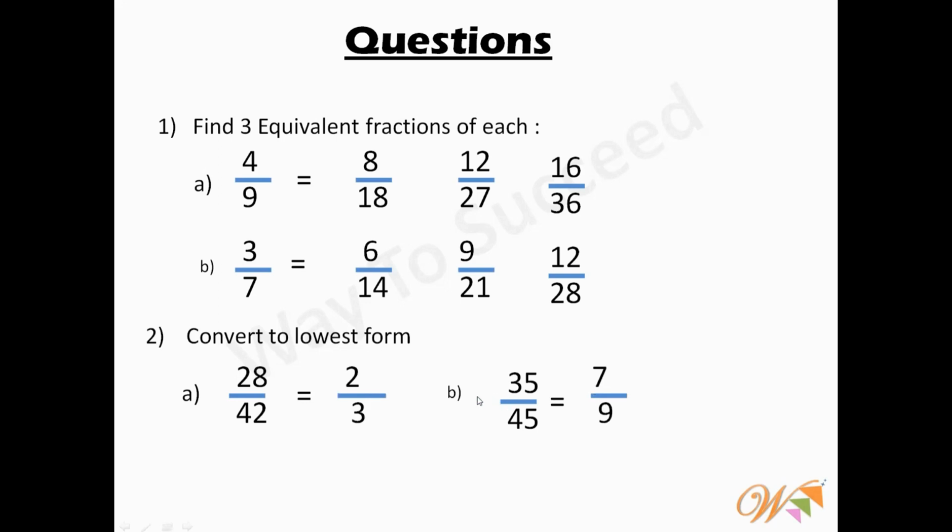If you are not able to find the highest common factor, you can simply start by dividing them by 2, then dividing by again 2 or again 4 or different numbers, and till the time you reach the lowest form, you can keep dividing.